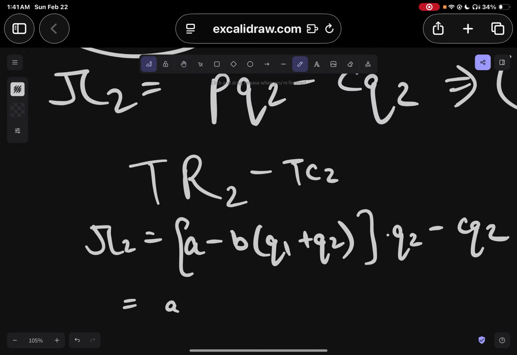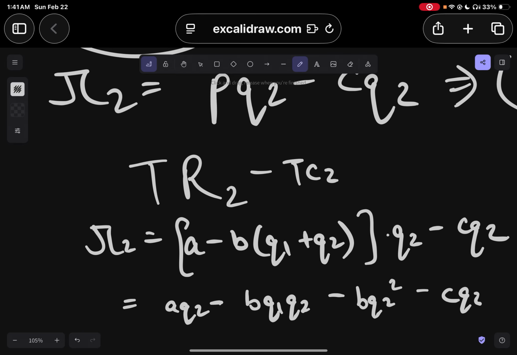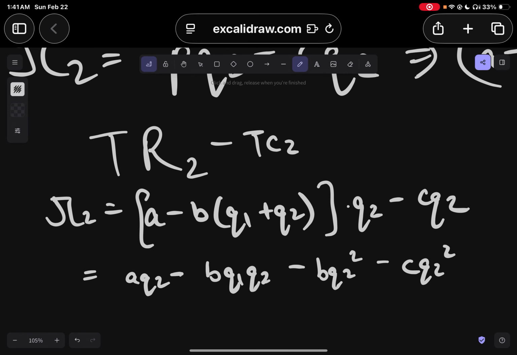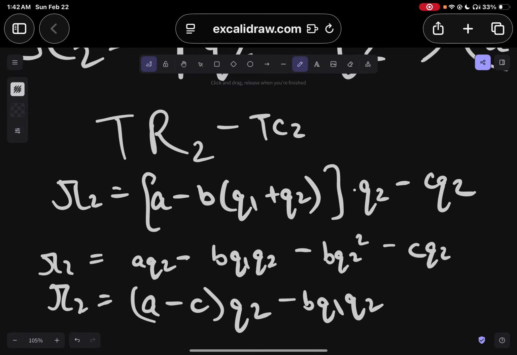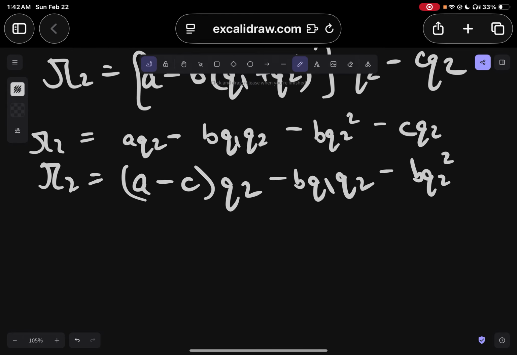This would turn out to be AQ2 minus BQ1 Q2 minus BQ2 square minus CQ2. Then pi 2 will be simply (A minus C)Q2 minus BQ1 Q2 minus BQ2 square. Then it will be del pi 2 by del Q2.